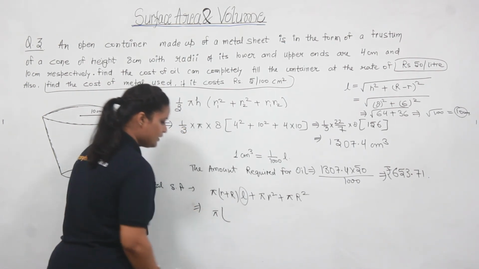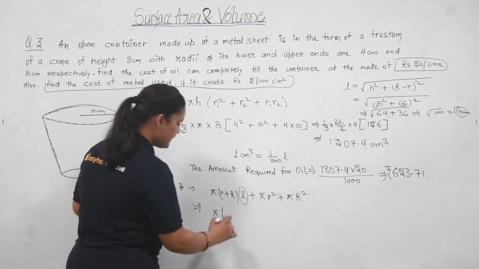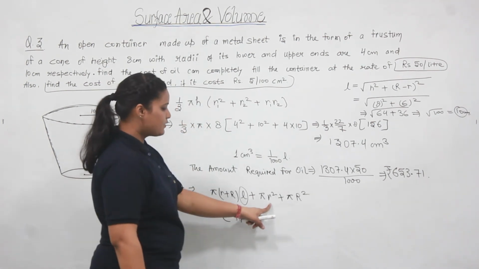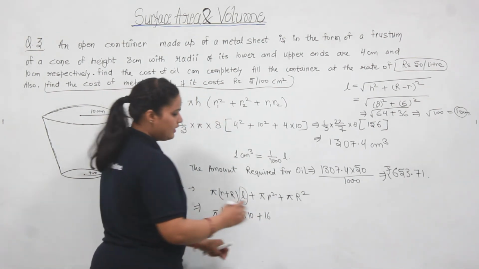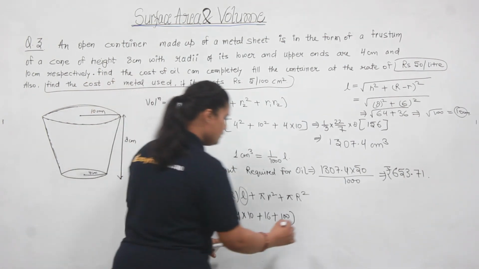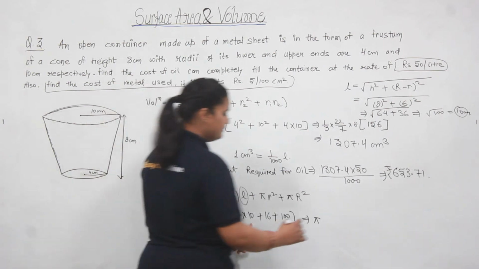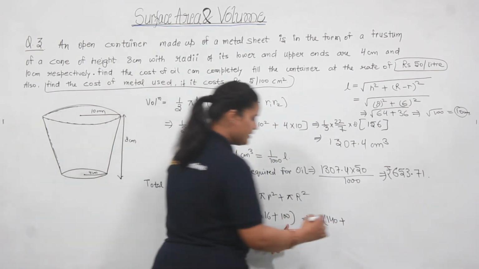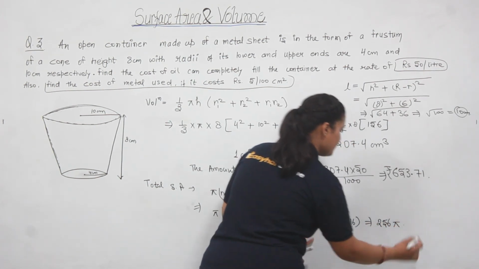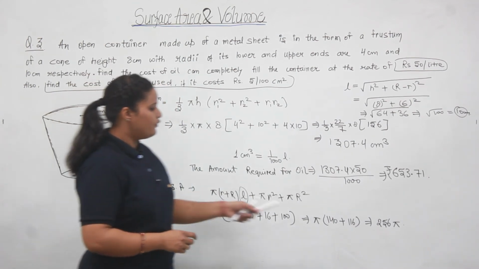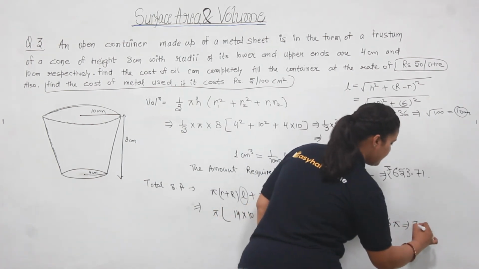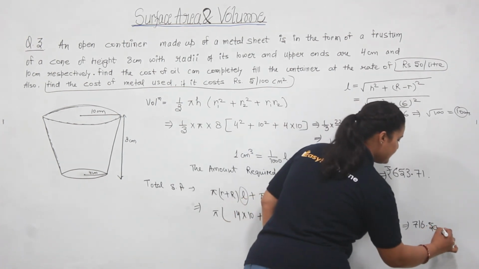Now let's put the value. Pi is common. It will be r1 plus r2, means 4 plus 10. I will directly write 14 into 10, plus r1 square means 4 square, which is 16, and plus r2 square means 10 square, that is 100. Is that clear? Now solve it. It is pi, it will be 140 plus 16 plus 100, which means 256. So it is equal to 256 pi. When we solve the pi, we will get the answer. It will be equal to 716.5 centimeter square.